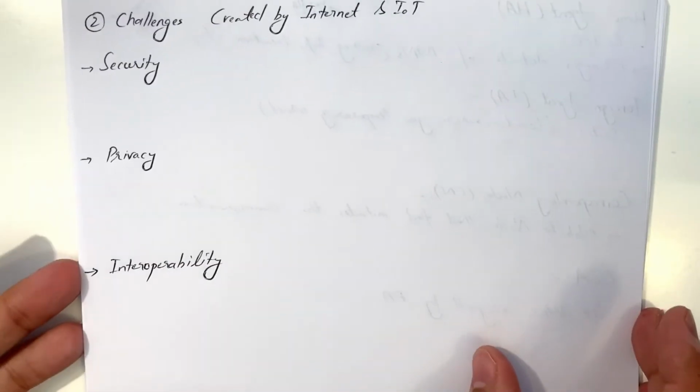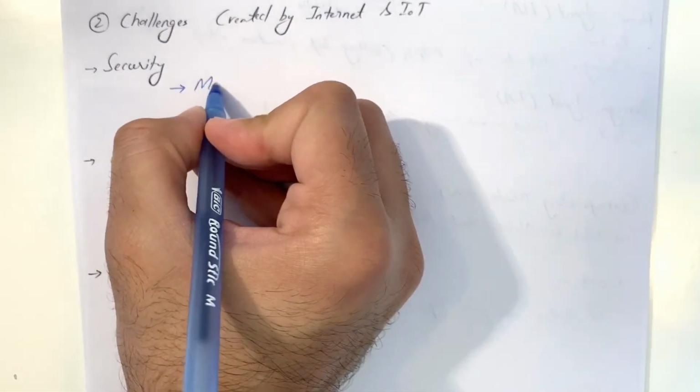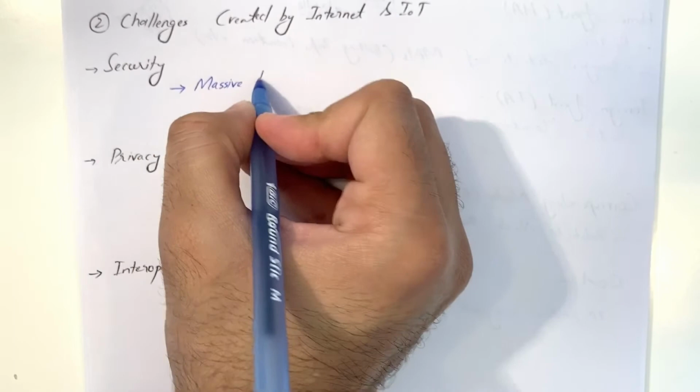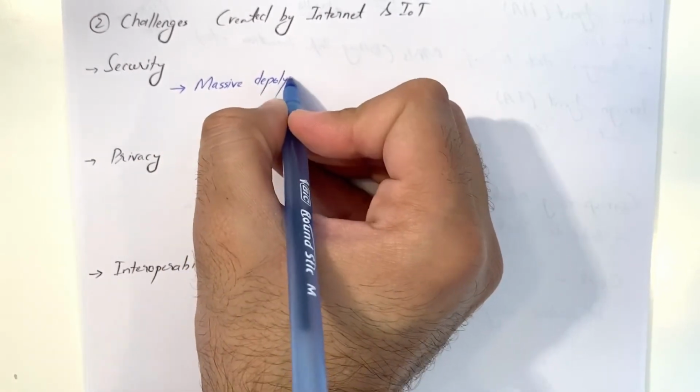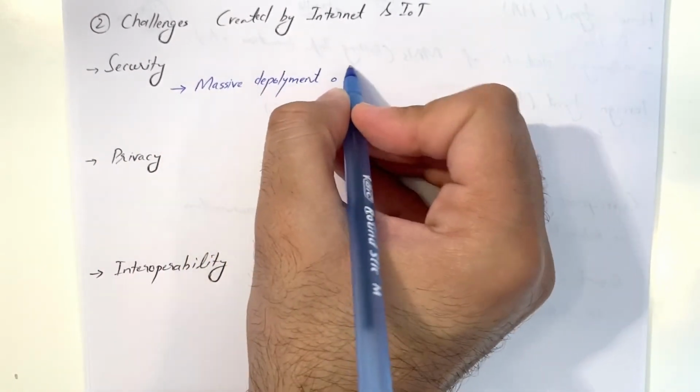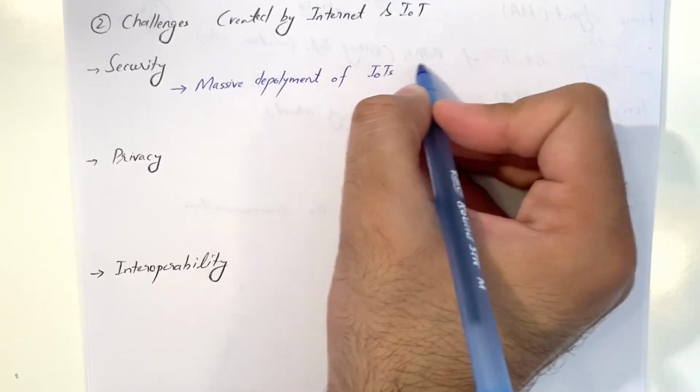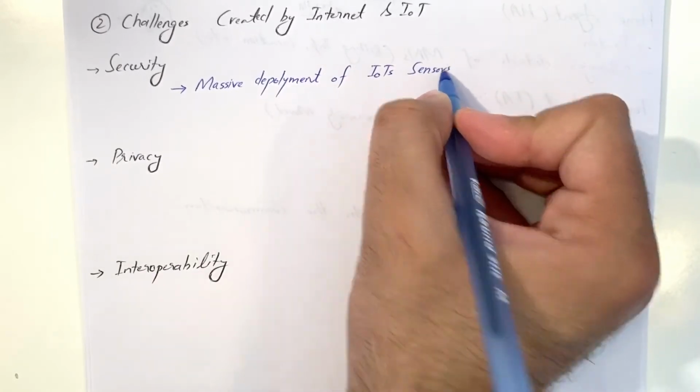There are four main challenges. The first challenge is the security challenge. There are a lot of security problems. Number one, the first security problem with IoT is the massive deployment of IoT sensors.